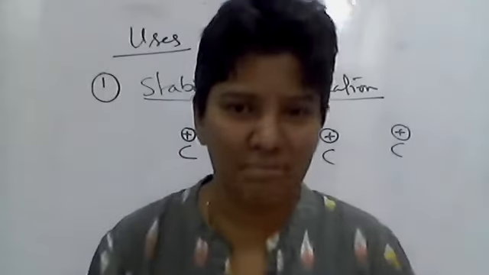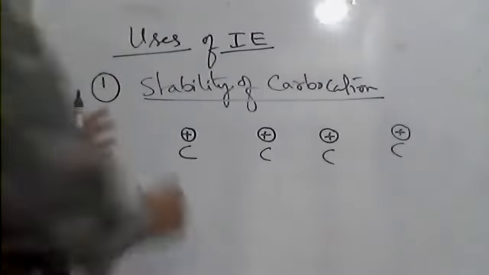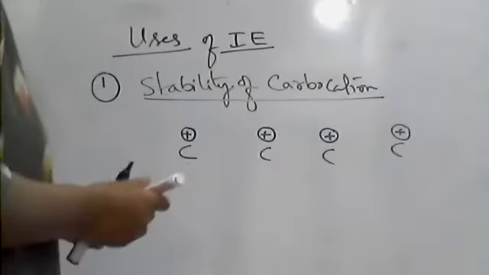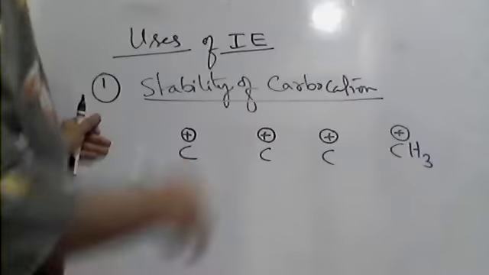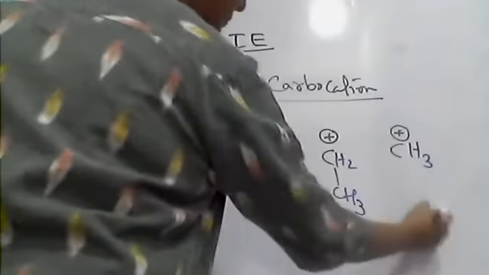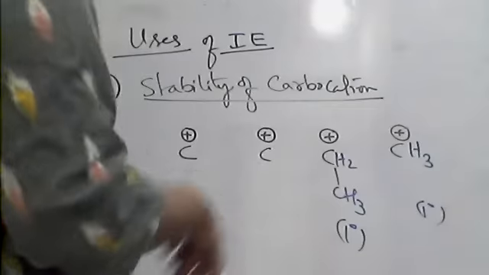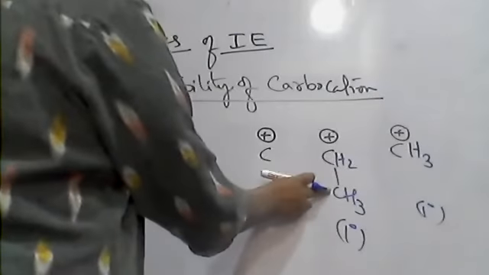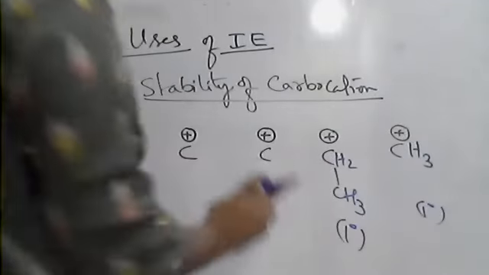Here I have written the 4 carbons. All are carbocations. The first one is CH3, methyl. It is also primary. The second one is CH2CH3, ethyl. This is a primary carbon. The methyl is also primary. Listen, any carbon attached directly to one carbon is called primary.